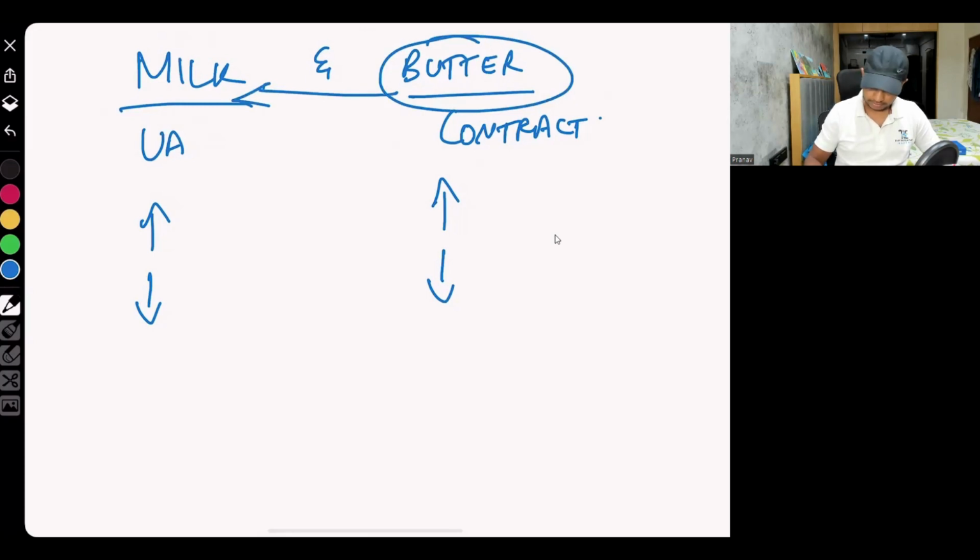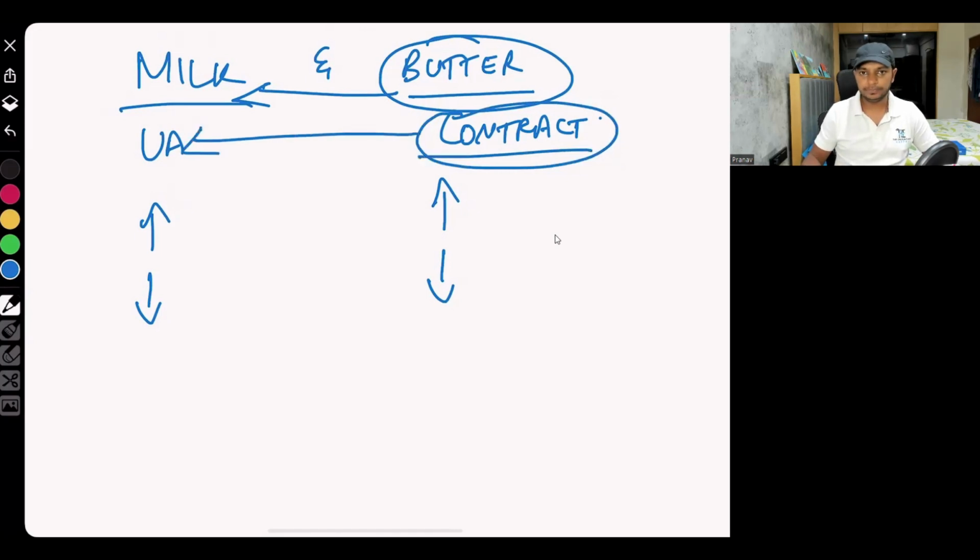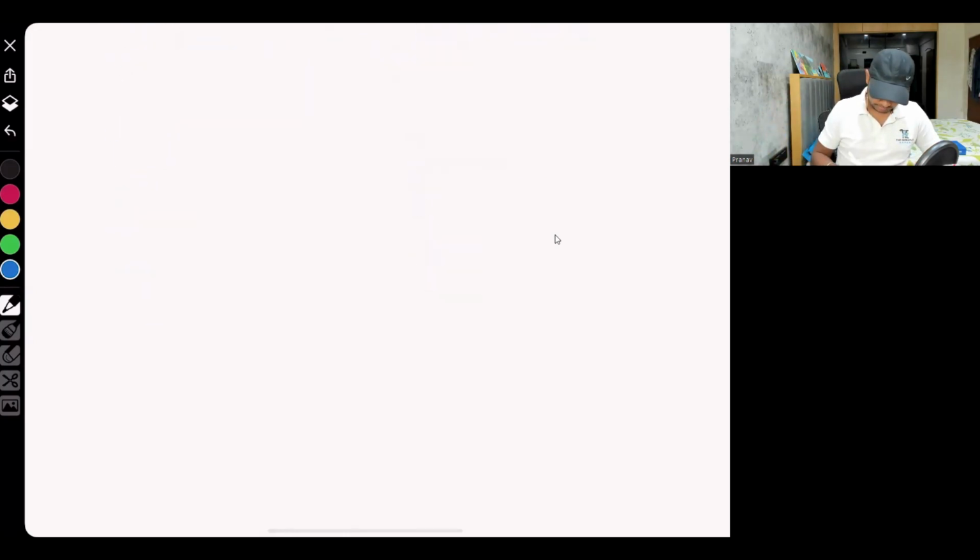So similarly, derivatives are basically contracts between two or more people where the value of this contract is dependent on the underlying asset. So this is, in simple terms, a derivative where the contract value is derived from another asset. Now let's understand what exactly is a call option.